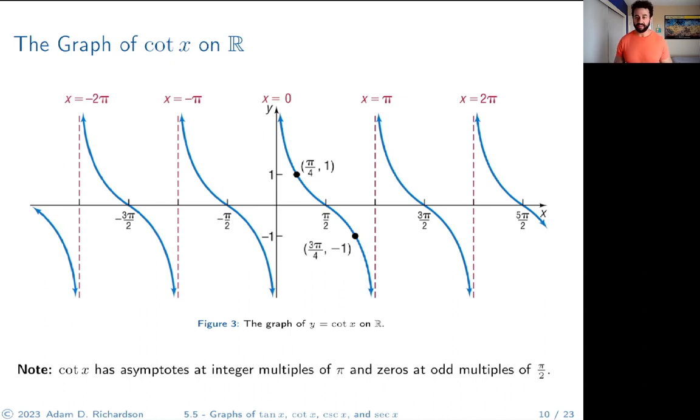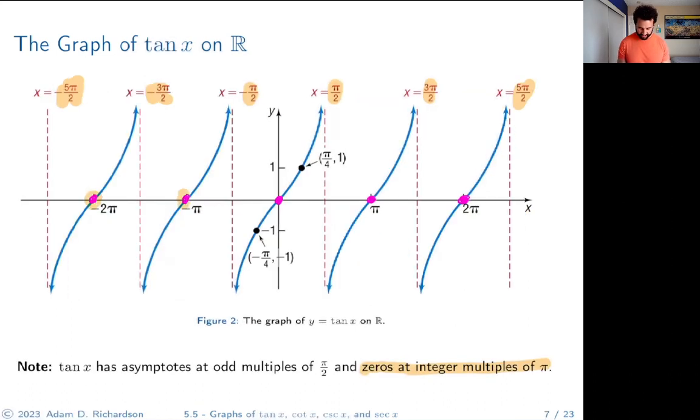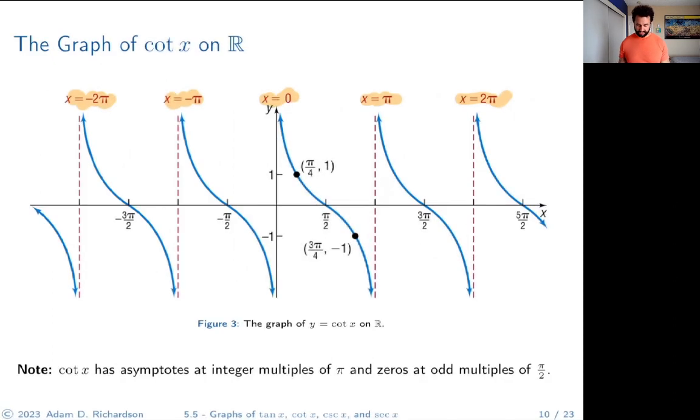So let's investigate what this graph is doing. We have all of these asymptotes. We have asymptotes at all of the integer multiples of pi. Now think about that for a minute. At the integer multiples of pi, cotangent has an asymptote. And that makes sense because if you think about the tangent graph, all the integer multiples of pi are where tangent has zeros. So because tangent is going to 0 at these points, cotangent is going to go to infinity at these points, or negative infinity. And that's exactly what's happening here.